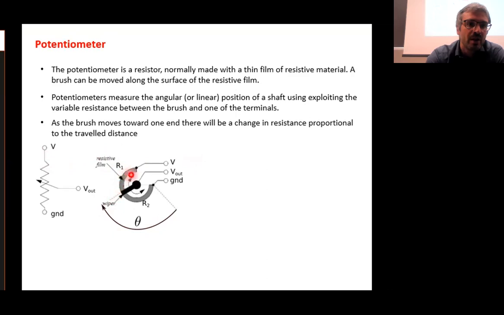The output Vout is connected to the brush, and the part between the output and the supply is a resistance R1 that is variable, and the other part is a resistance R2 that is also variable with the position of the brush. So the equivalent circuit is this, and I don't know if you have done some electronics. This is a very simple voltage divider. Do you know what that is? So who knows what a voltage divider is? You?